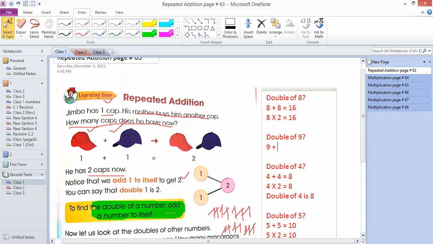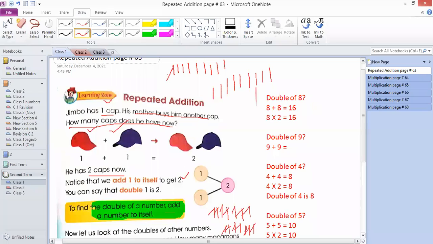Nine plus 9. Yes. You can add 9 and 9. Draw 9 lines. 1, 2, 3, 4, 5, 6, 7, 8, 9. 1, 2, 3, 4, 5, 6, 7, 8, 9. Now count the total lines. Count with me. 1, 2, 3, 4, 5, 6, 7, 8, 9, 10, 11, 12, 13, 14, 15, 16, 17, and 18. So 9 plus 9 equals 18. So double of 9 is 18.